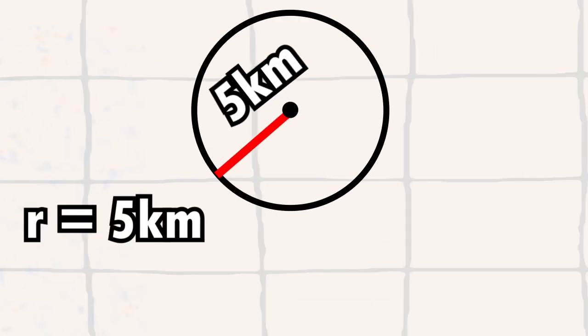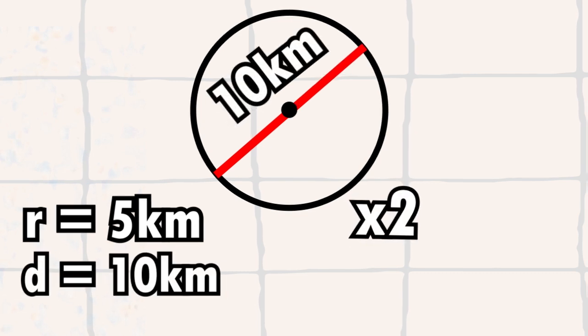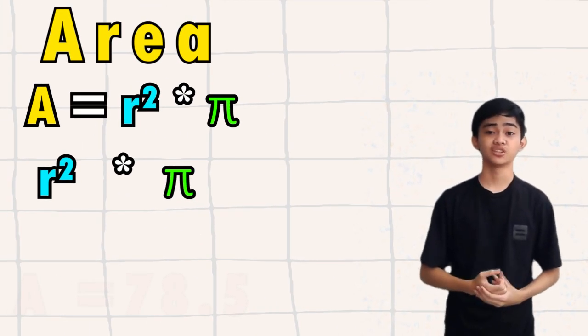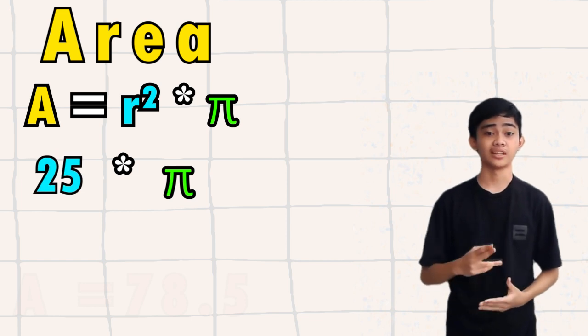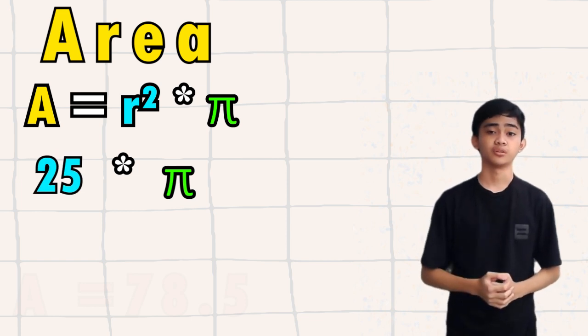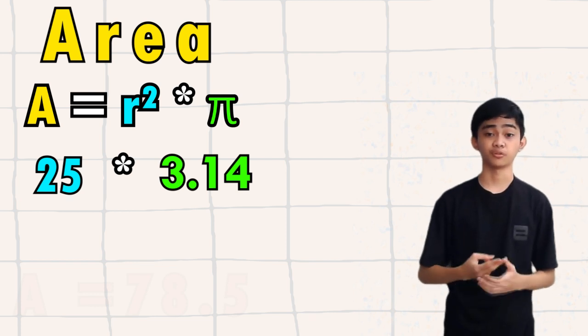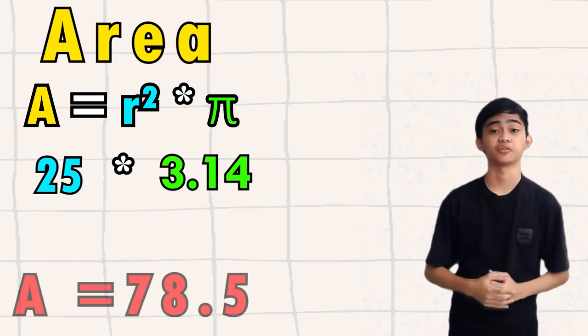The reverse is true if only the radius is given. Since diameter is twice the radius, multiplying by 2 should give you the diameter. Okay, back to the problem. Since now we know that the radius is 5, squaring it gives us 25. And now we multiply it by pi, which is 3.14. So, 25 times 3.14 gives us 78.5.